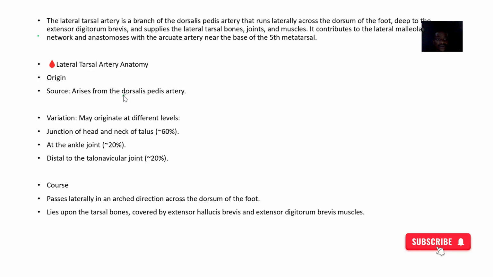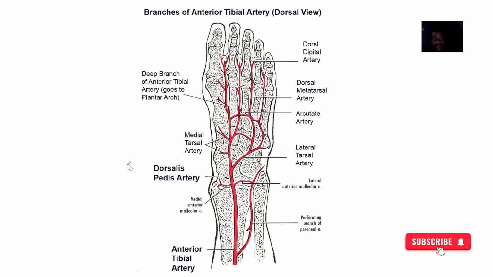You know, so what's the origin? It arises from the dorsalis pedis artery. Variation may originate at different levels in different individuals. Do you understand? So the junction of the neck of the talus is usually 60% in the world population. At the ankle joints, about 20% of the world population, and distal to the navicular joint, about 20% of the world population.